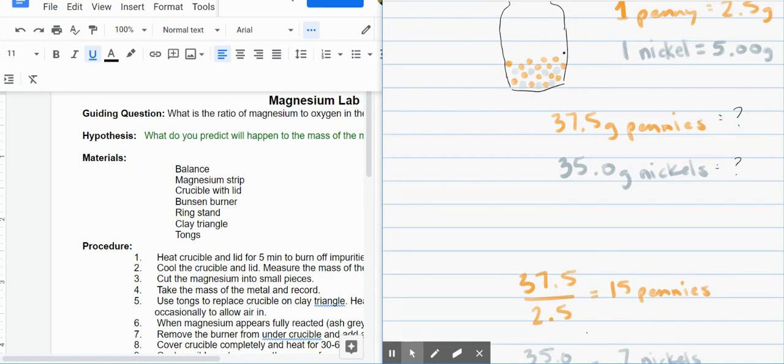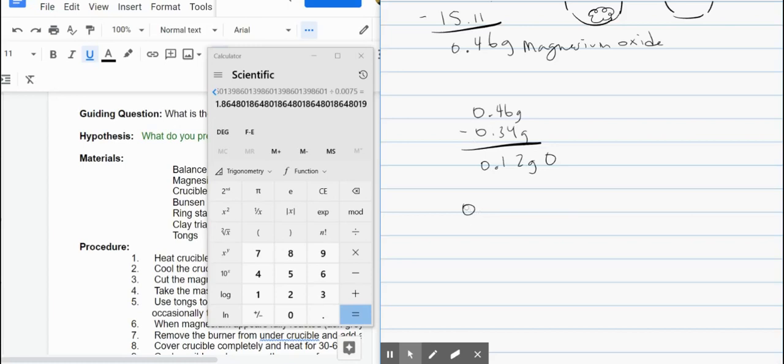So very similarly, we're going to look at the ratio of our magnesium to our oxygen. And oxygen is smaller, magnesium is bigger. So we're going to find the moles of magnesium and oxygen from the lab. We had 0.34 grams of magnesium in my crucible. And to change that to moles, we are going to divide by the molar mass. So the grams of magnesium go on the bottom. 1 mole of magnesium goes on top.